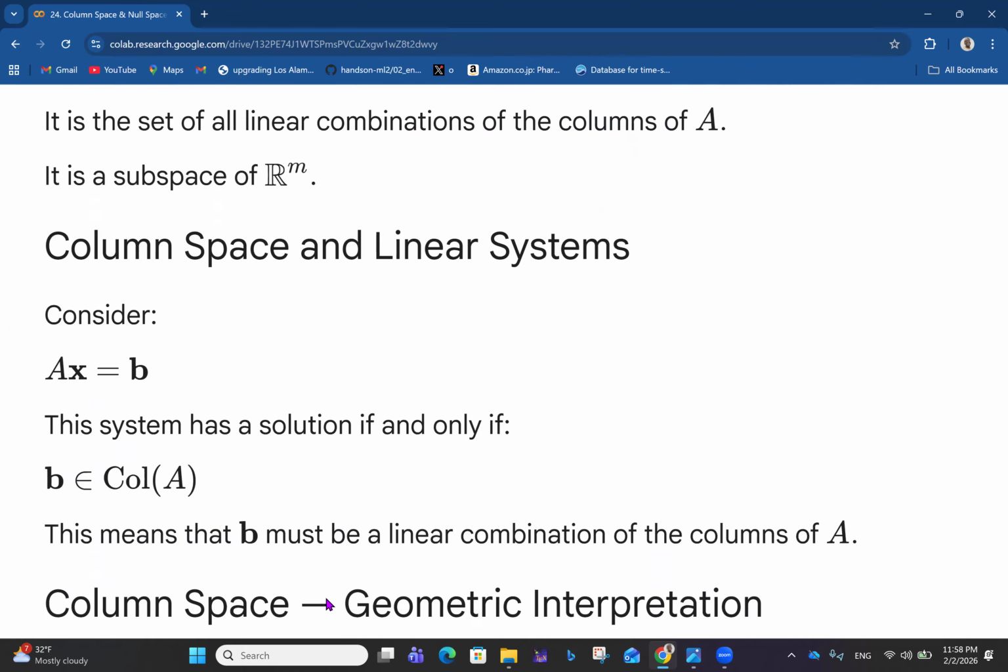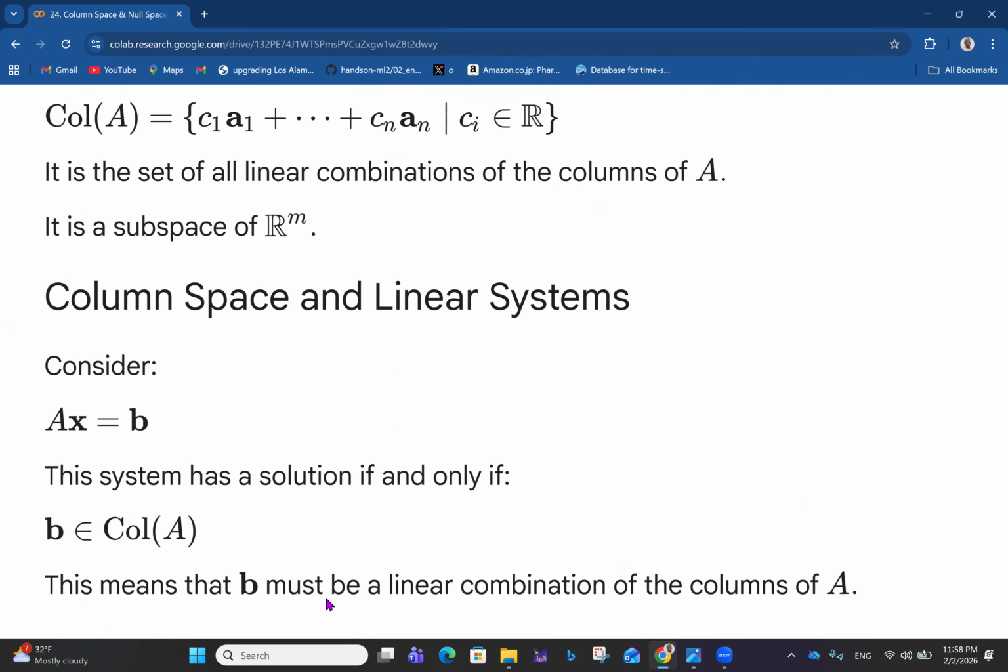So we go on to talk about column space and linear systems. If you consider AX equals B, this system has a solution if and only if the right-hand side B is an element of the column space. So if you can find B in the column space, then the system has a solution, right? And of course, if and only if means you can go back and forth. So this means that B must be a linear combination of the columns of A. So the left-hand side has got to be a linear combination of the columns of A.